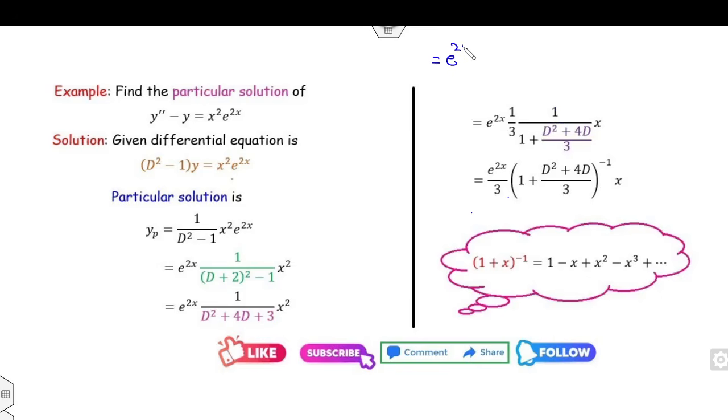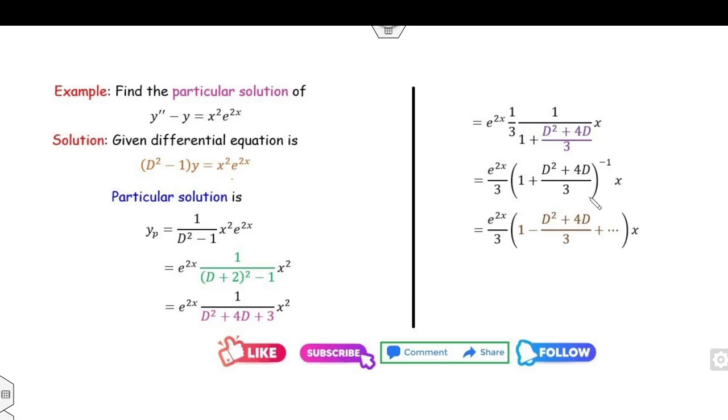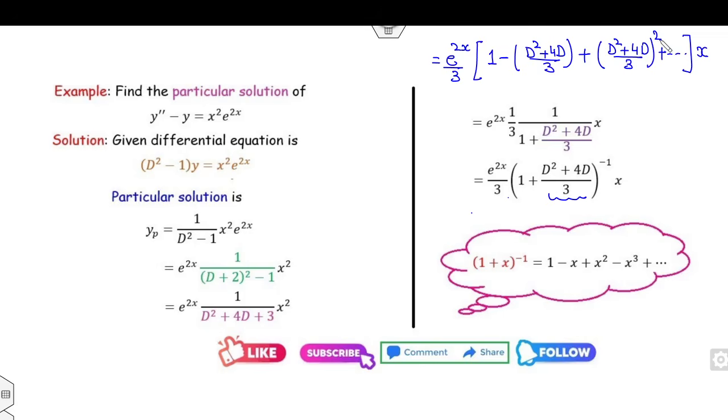It is e raised to power 2x over 3. 1 plus x is a 1 minus x. X is my (D square plus 4D) over 3. This is my x. Plus you have to write up to the power 1. So plus (4D over 3) square and so on. Fine. Now you can open it because it's only the power 1. There is no need to write the power 2. Only the first expression is enough.